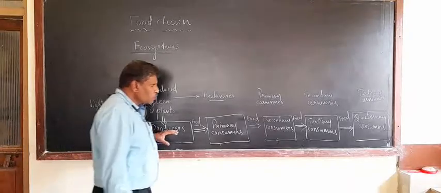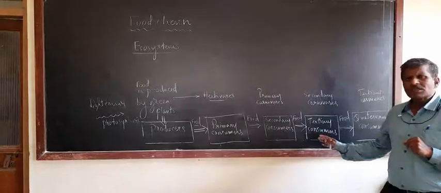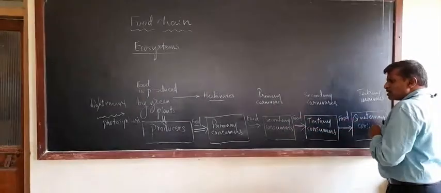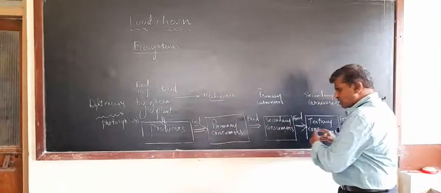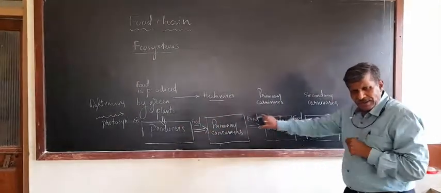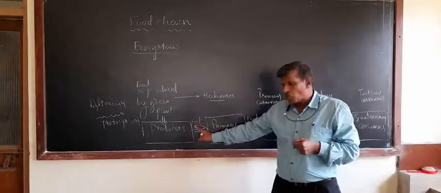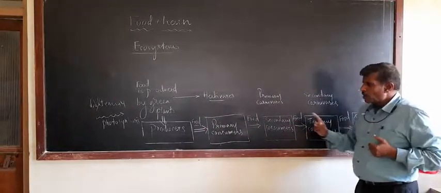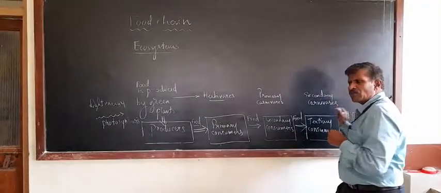Producers, primary consumers, secondary consumers, tertiary, maybe quaternary consumers. These are the organisms which are usually present in the form of a definite sequence, and they are arranged in the form of a chain. It is a chain of organisms. Through this chain of organisms, transfer of food takes place from organisms of one trophic level to organisms of another trophic level.